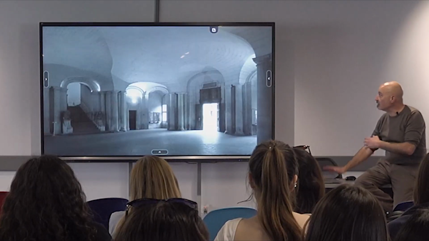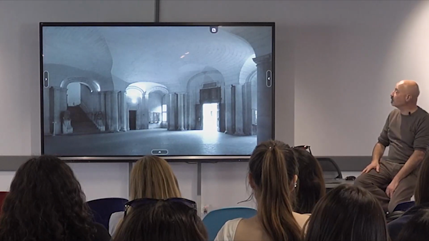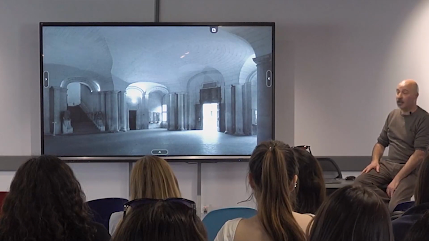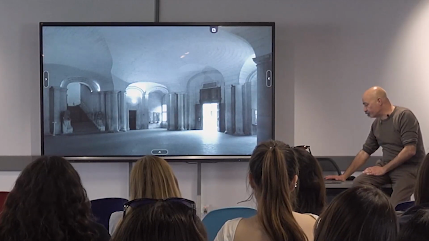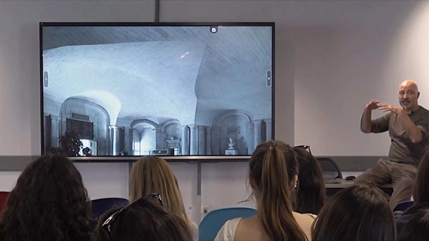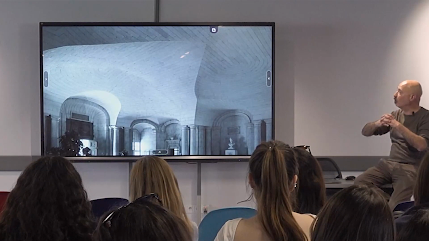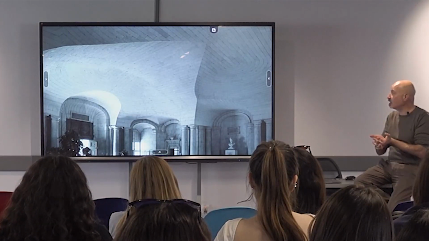So here you can see one of the most beautiful masterpieces of Jules Hardouin-Mansart, one famous architect in history. And you can see the complex shape, the intersection of the shape of the vault, made thanks to the knowledge of the discipline of stereotomy.